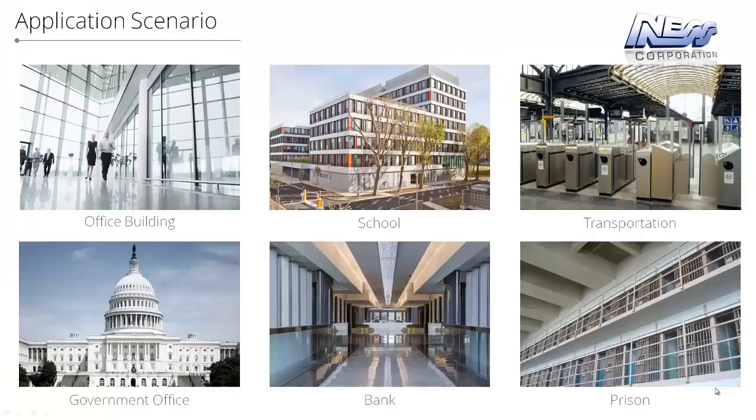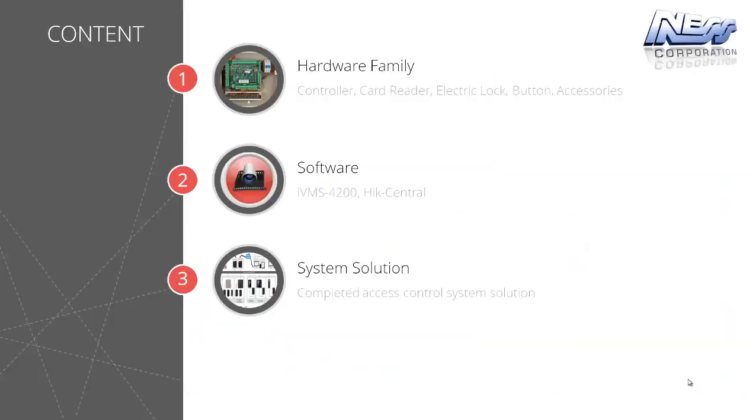The system is very powerful and versatile and can be used for hundreds of different applications, from residential to office buildings, schools, transportation, government offices, banks, prisons, etc. If we break any access control system down, we can break it into three main categories, being hardware: the controller, card readers, locks, exit buttons, etc. The software to manage and program the system, and also then we look at the complete system structure or system solution, all of which this Hikvision access control range can handle without a problem.